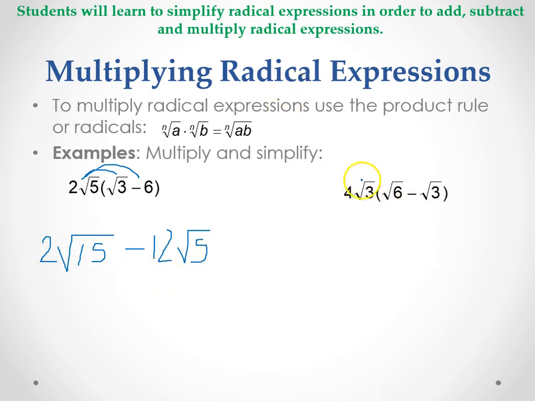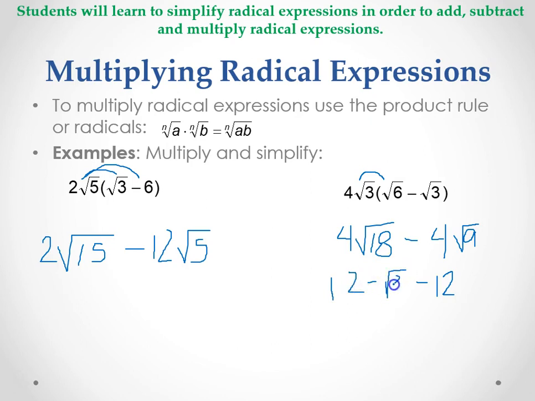So do the same thing again. So we have 4 square roots of 3 times the square root of 6, which is 4 square roots of 18, minus 4 square roots of 9. Square root of 9 is 3, so 3 times 4 is 12, so we've got a negative 12 here. The square root of 18 is the square root of 9 times 2. The square root of 9 is 3, so this is 12 minus the square root of 3. So you do want to simplify it as much as you can.